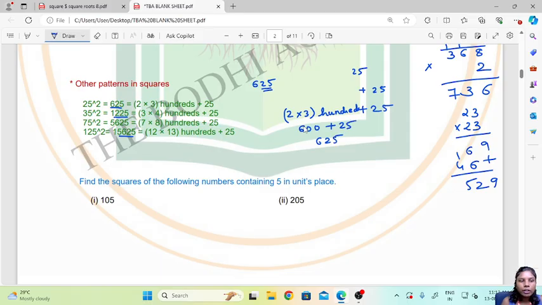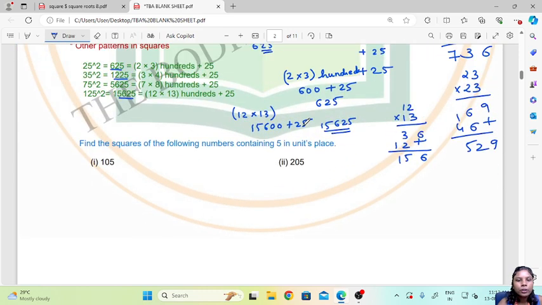The same pattern we can follow below. Now if I have a bigger number, say in this case 125 square, I will get 156. So 156 is the product of 12 into 13. So I can write 12 into 13 hundreds. I'll write 156 0 0 plus 25. So I'll get 15625. That is the answer.